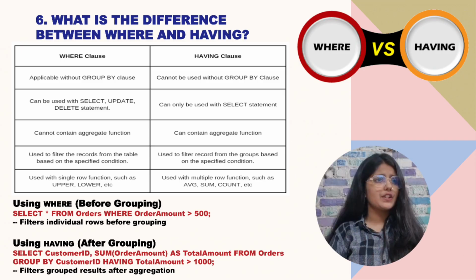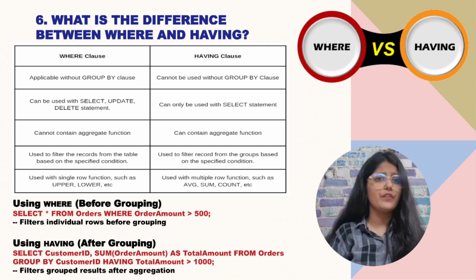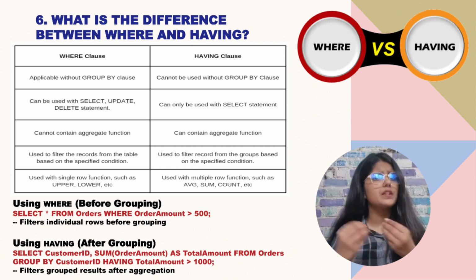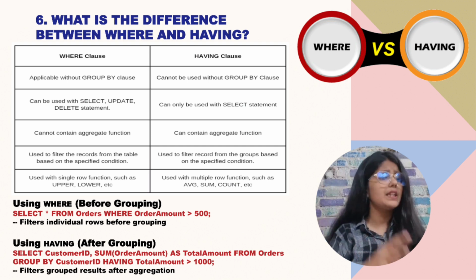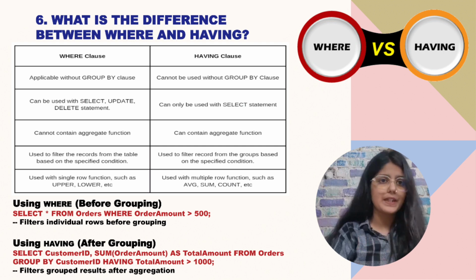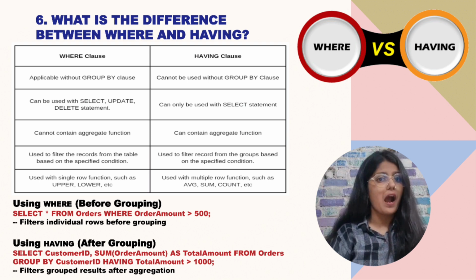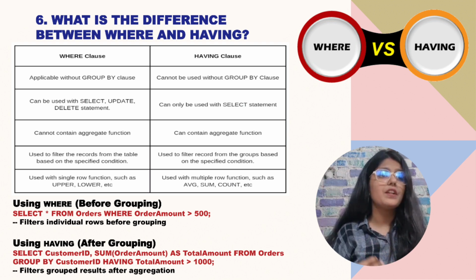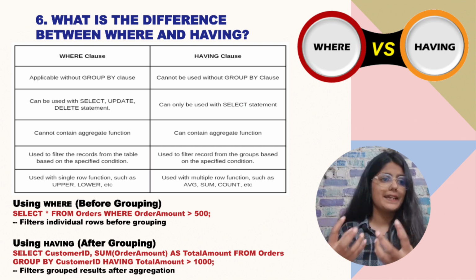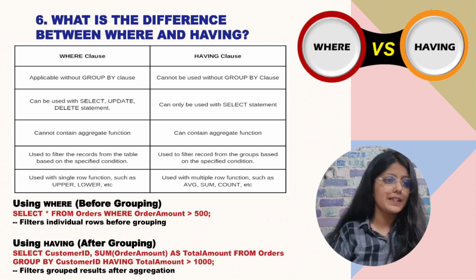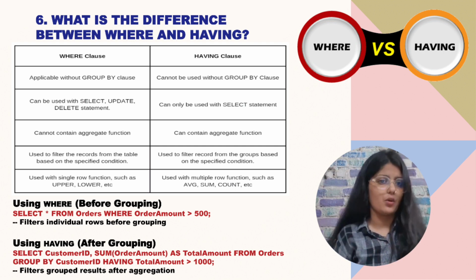So the next question is, what is the difference between WHERE and HAVING clause? In SQL, both WHERE and HAVING are used to filter data, but they are used in different contexts and have key differences. The WHERE clause is used to filter records before grouping is performed, whereas the HAVING clause is used to filter records after grouping is performed. What is grouping? When we group two or more columns to get insights of that, this is grouping, and it is done by the GROUP BY clause.